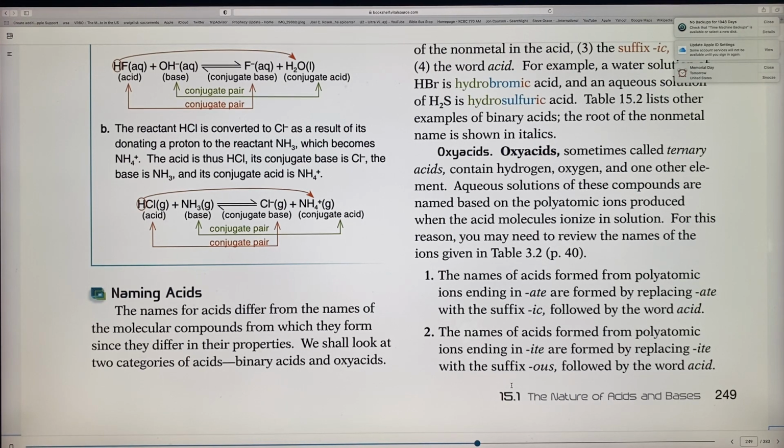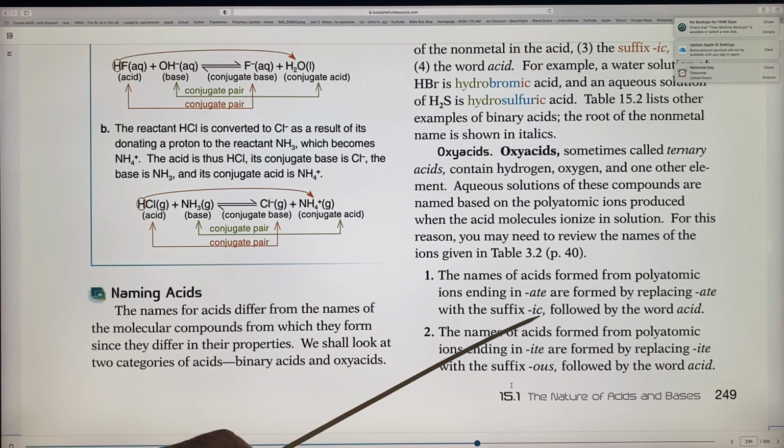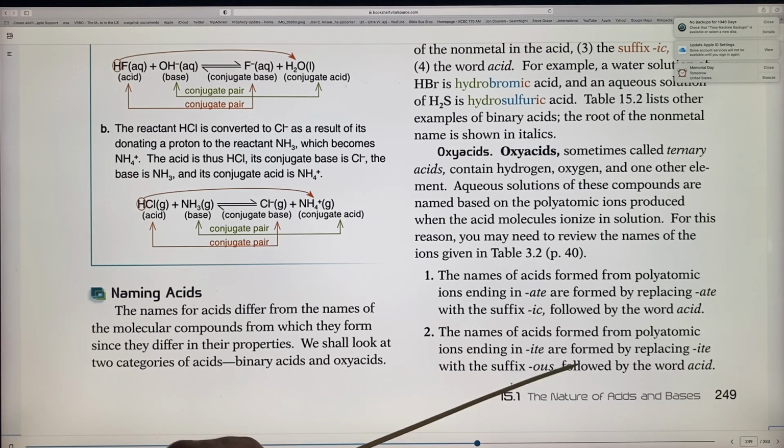So now we know that if we have ATE at the end, we're going to turn it to ic. How can we remember that? I ate something and it turned icky. Ate ick, right? It's a good way to know it. And then the other is ITE, which becomes O-U-S. But anyway, ate and ick are a good one to remember. I just have these different ways of remembering things.